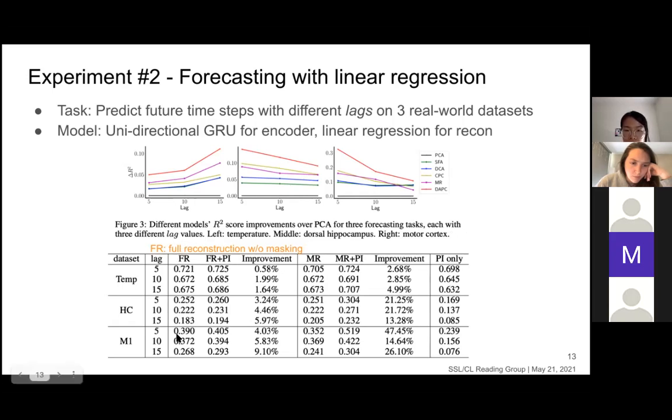I believe FR is the full reconstruction without masking. So you will see that full reconstruction results in higher R² scores compared to using masked reconstruction.